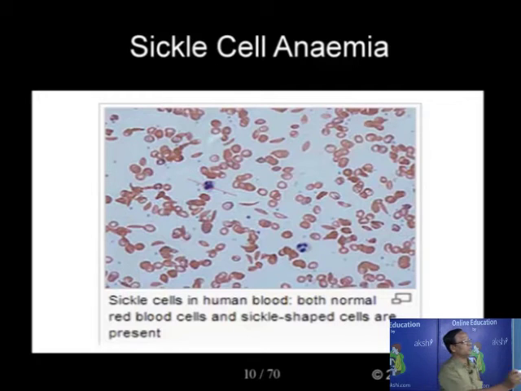Now you see here, this is the sickle cell hemoglobin, and this is the normal hemoglobin. Here it's a mixture of both. Some forms are normal, some forms are sickle cell. So both normal red blood cells and sickle cells are present in this one. Just to show the difference between sickle cells and normal cells. Normal cells are biconcave discs in shape, and these cells are sickle shaped.